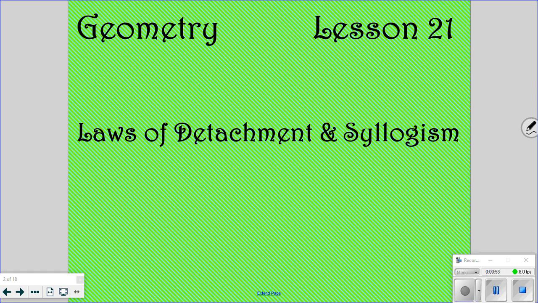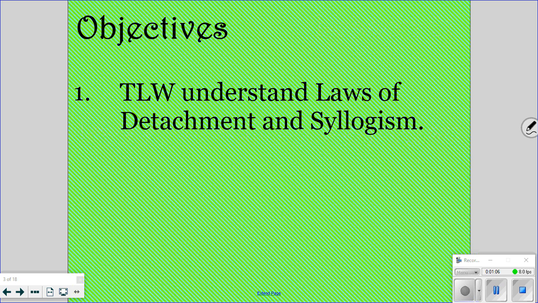Okay, so we're looking at lesson 21 today. We're going to be looking at the laws of detachment and syllogism. So detachment is this word. Syllogism is this word. So hopefully you'll understand these laws after this lesson.